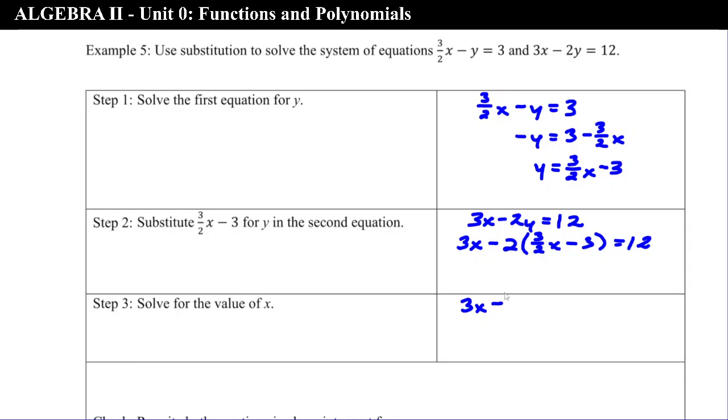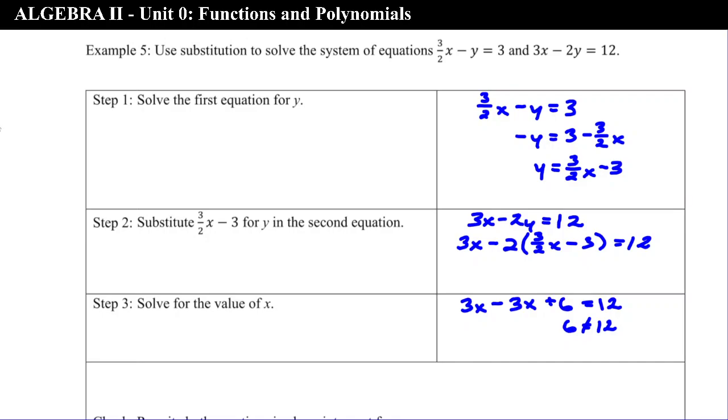-2 times 3/2 x gives you -3x. -2 times -3, well, that's going to give you +6. And that's equal to 12. Well, you're probably starting to notice a problem that's going to happen. We have 3x minus 3x. So that leaves us with 6 equals 12. Well, that is not a true statement.